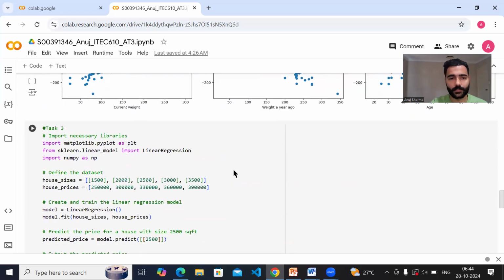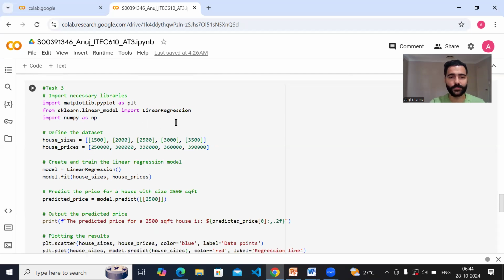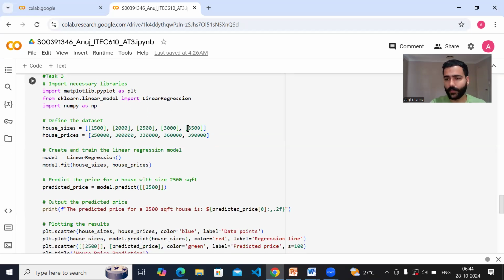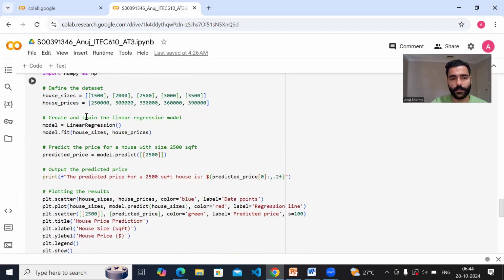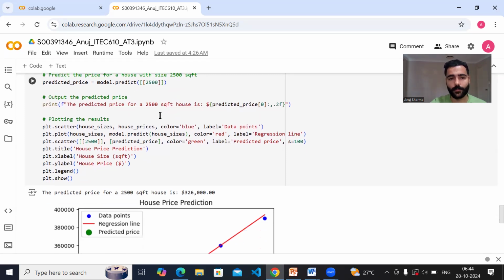Moving further to task 3, in which we have imported matplotlib and used sklearn's linear model to import linear regression. That was the dataset that we had predefined. For the linear regression model, we use this. And for price prediction, we use this. Predicted price is equal to model.predict, and that was the value that we have to predict.